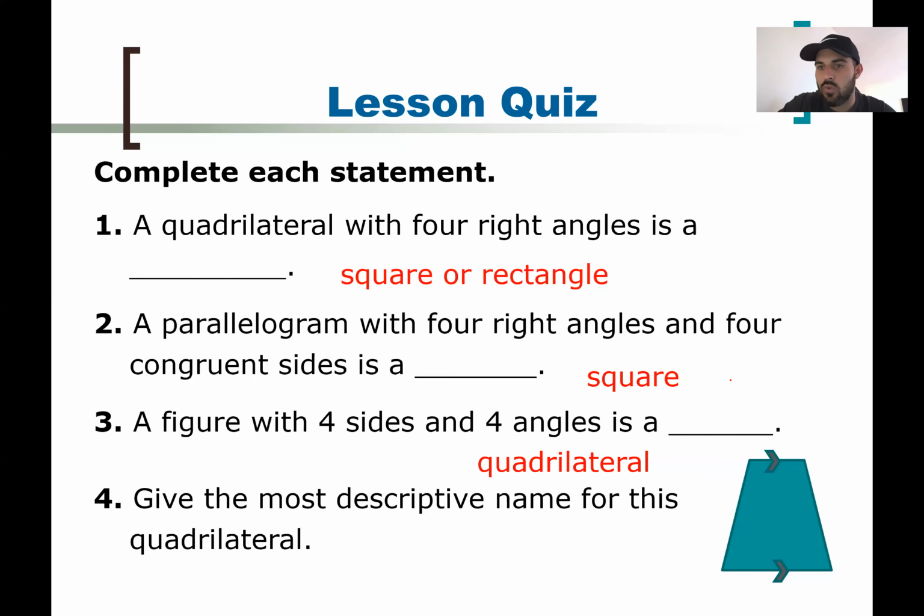Now, give the most descriptive name for this quadrilateral. So how do I describe this quadrilateral? It's showing me that it has one set of parallel sides and these two are not parallel, right? Sorry for the bad drawing there. So it has one set of parallel sides. So my guess would be it is a trapezoid, okay? And that is it.